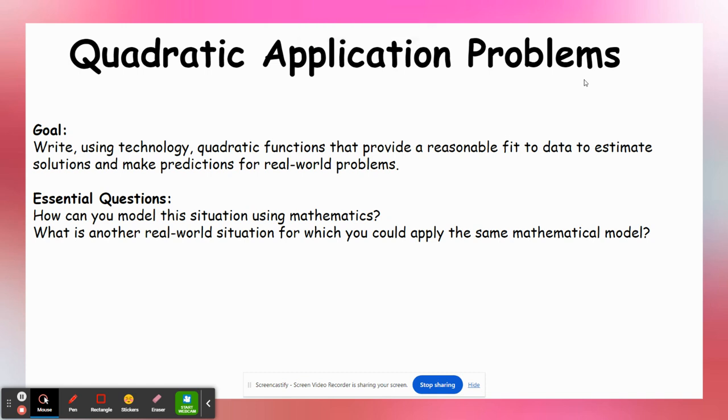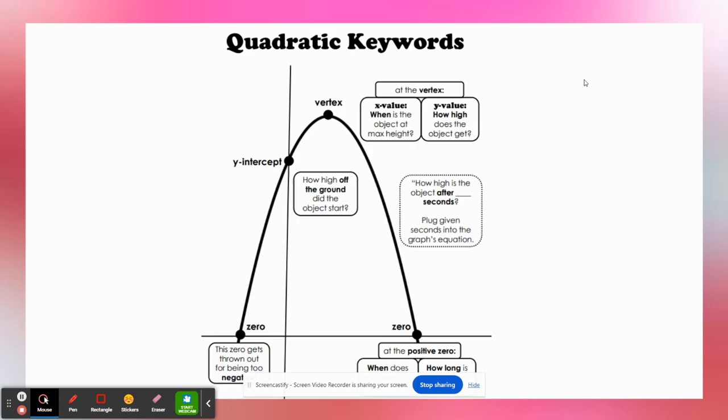Quadratic application problems. Quadratic keywords. Some of the keywords we learned in our last unit are zeros, the y-intercept, and the vertex.